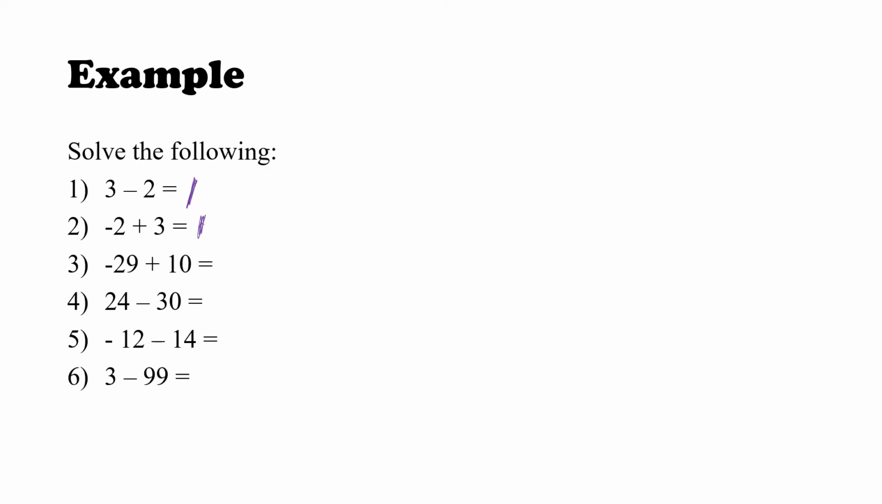Good. Take away the smaller from the bigger one. So that will be 3 minus 2. That will give me 1. And then I keep the sign of the bigger number. The bigger number is 3. So that 1 there will be positive. Good. Basically, that's what happened there, right?